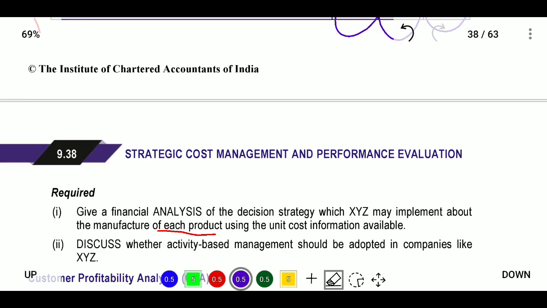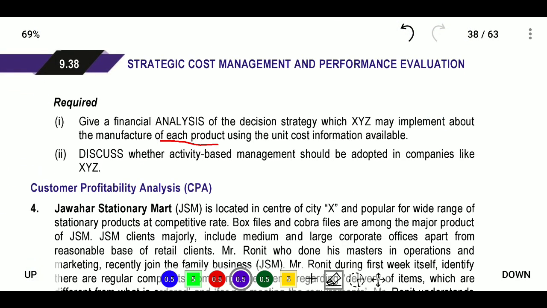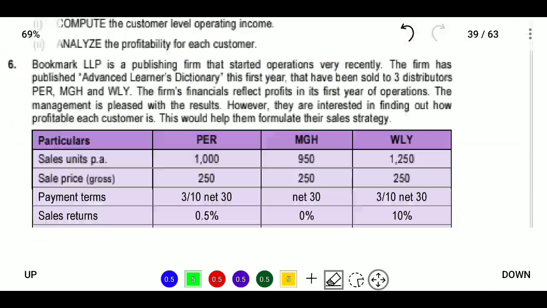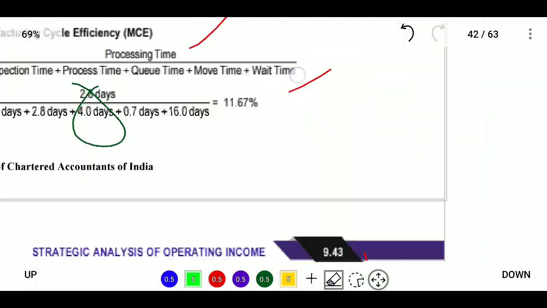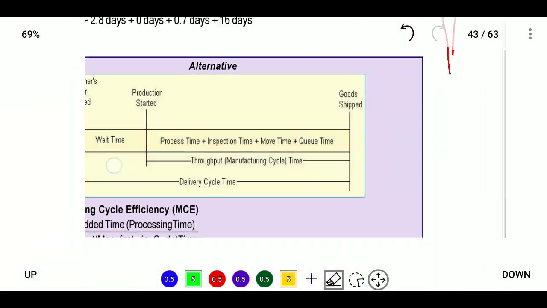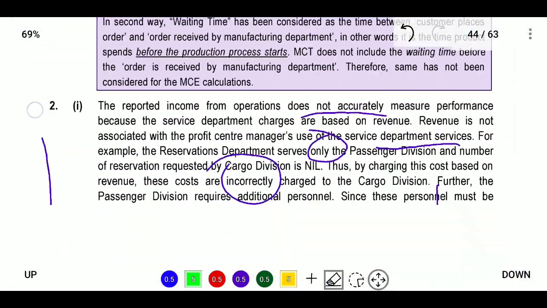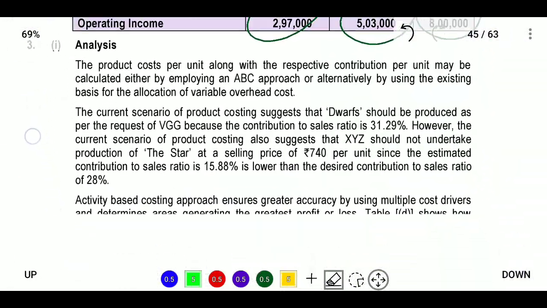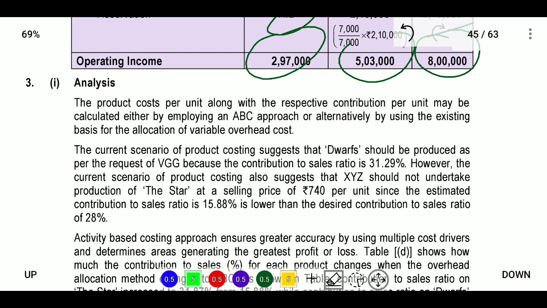Next, what is the information they provide? It is required to calculate the answer. We will calculate the answer and provide the decision also for question number 3. What is there in question number 3? The product cost per unit along with the respective contribution per unit may be calculated either by the ABC approach or alternatively by using the existing basis. So they have two options for calculation here.